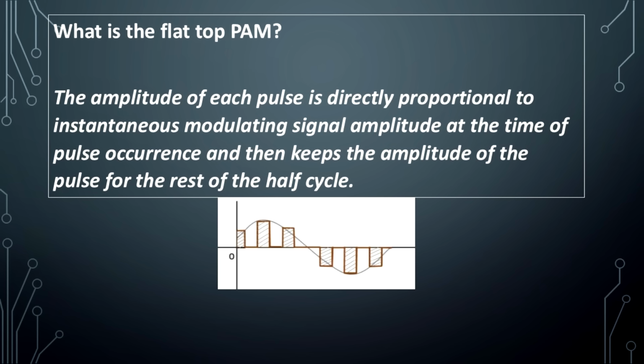What is the flat top PAM? The amplitude of each pulse is directly proportional to the instantaneous modulating signal amplitude at the time of pulse occurrence and then keeps the amplitude of the pulse for the rest of the half cycle.